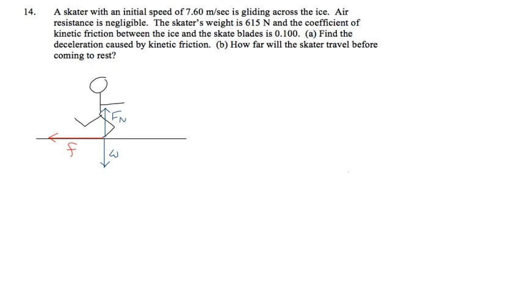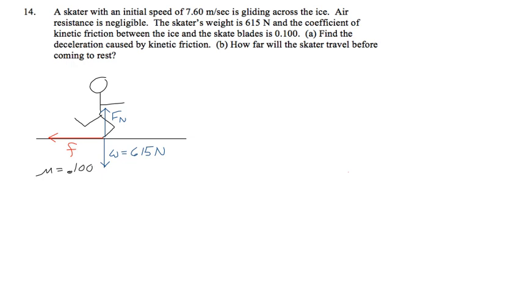Now what we know in the problem is the skater's weight is given as 615 newtons. So I'm going to put that right on the picture. Any facts that you know, usually we just put them on the picture. It also says that the coefficient of kinetic friction in the problem is 0.100. So we know that mu is 0.100. So what I have on the board, that's pretty much your diagram.